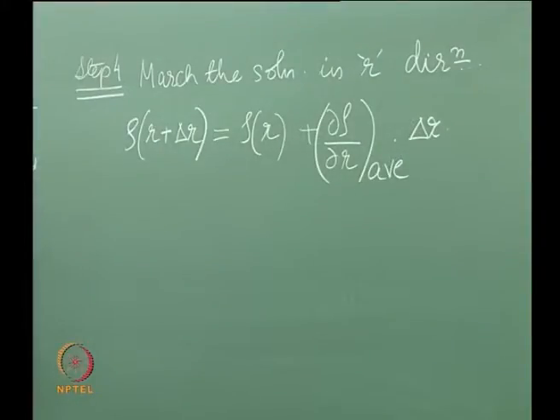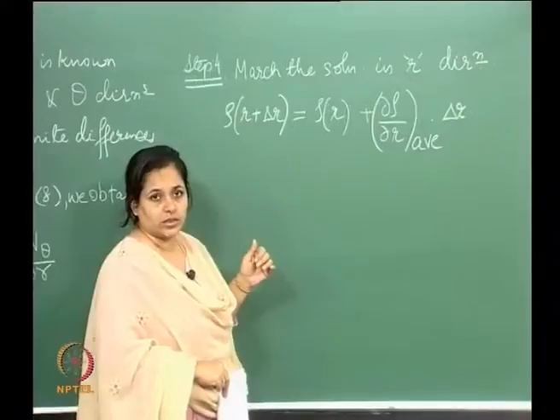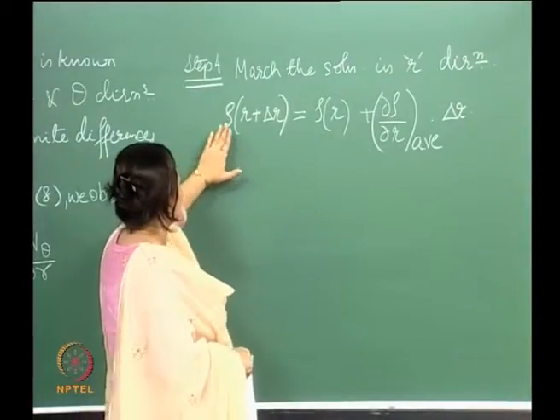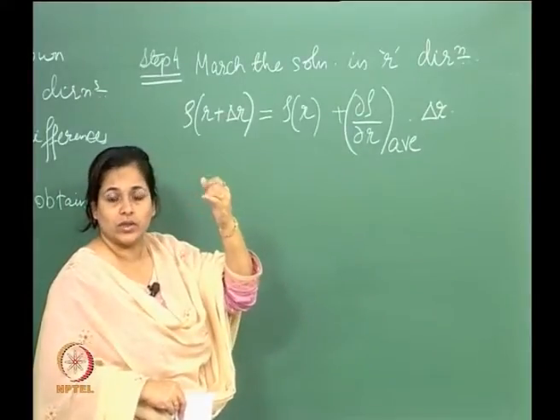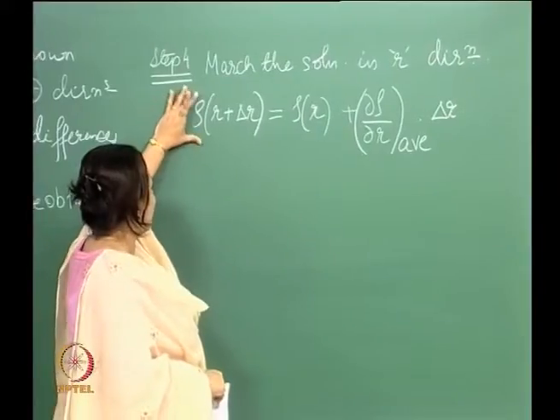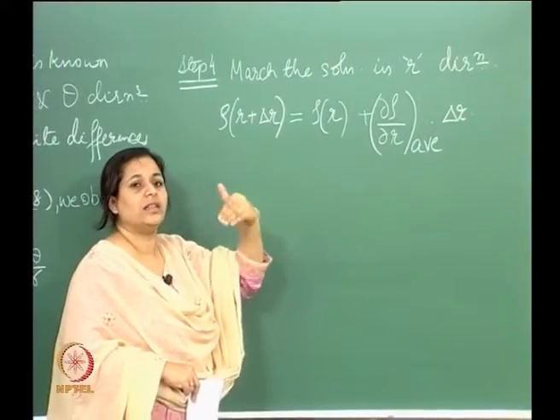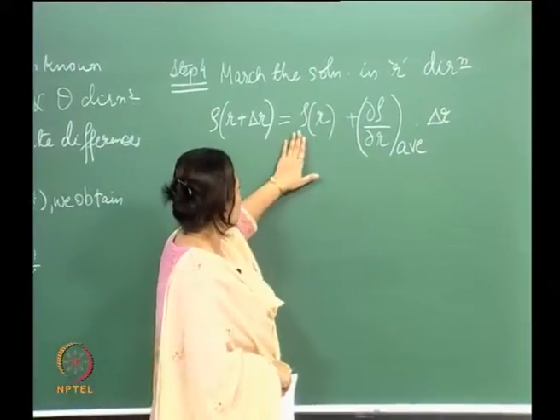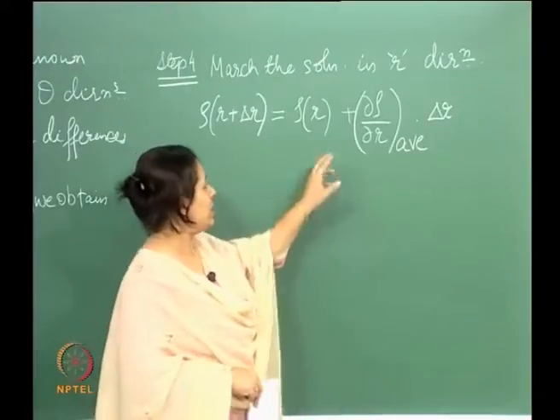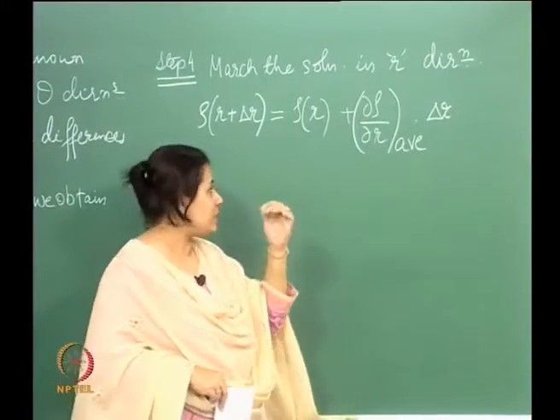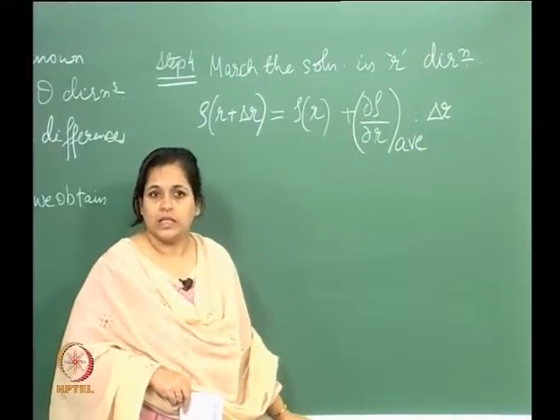Let us just try and understand what this means. If I march the solution in the r direction, the density here could be any property, out of the 7: the density, temperature, velocities, etc. Now, the density at r plus delta r, at the next radial position, is equal to rho at r, plus del rho del r average into delta r, which is the variation of this density as we go from r to r plus delta r, into the total change in delta r. This is the whole idea.